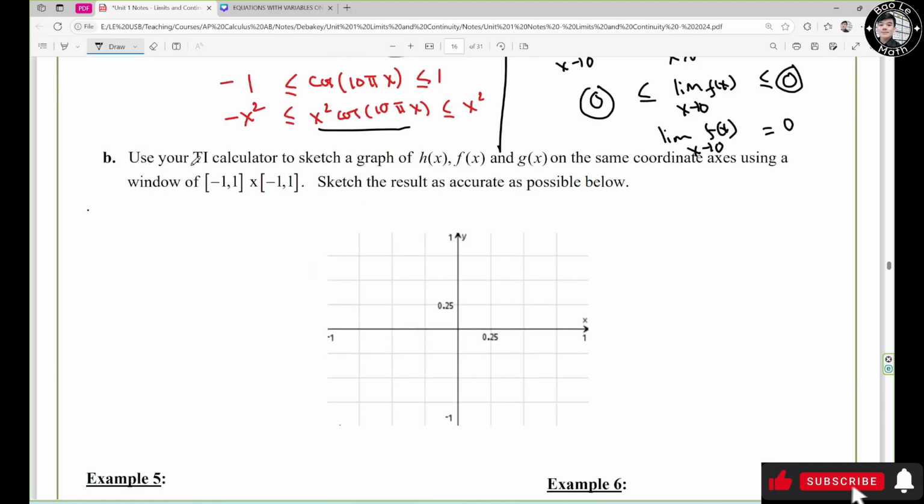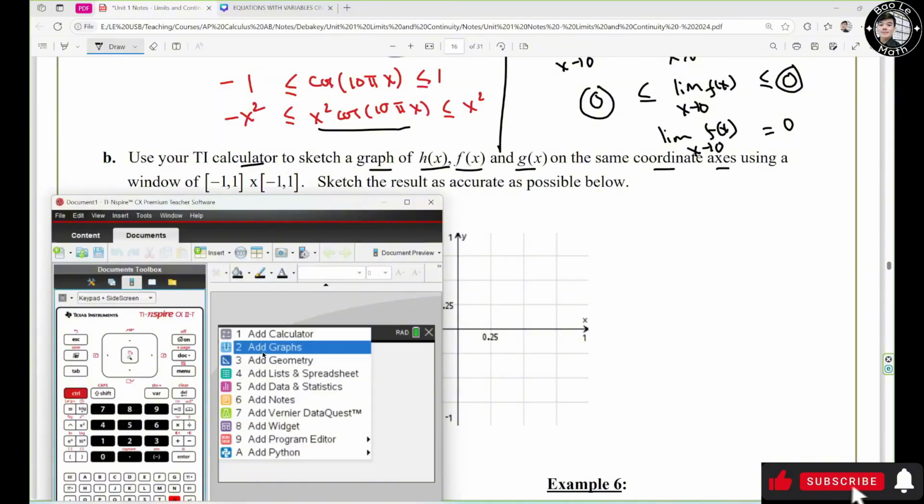Now question B: use your TI calculator to sketch the graph of h of s, f of s, and g of s on the same coordinate axis using the window of negative 1 to 1, negative 1 to 1. Alright, so I'm going to bring up the calculator. I'm going to hit graph right here.